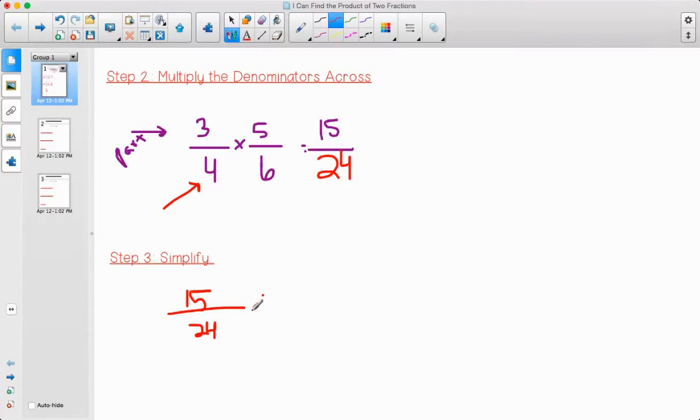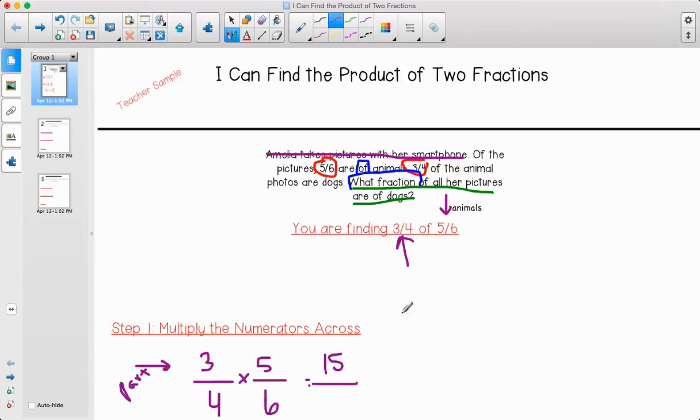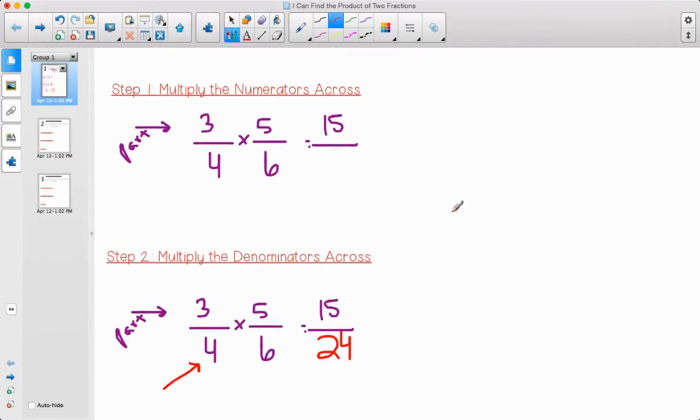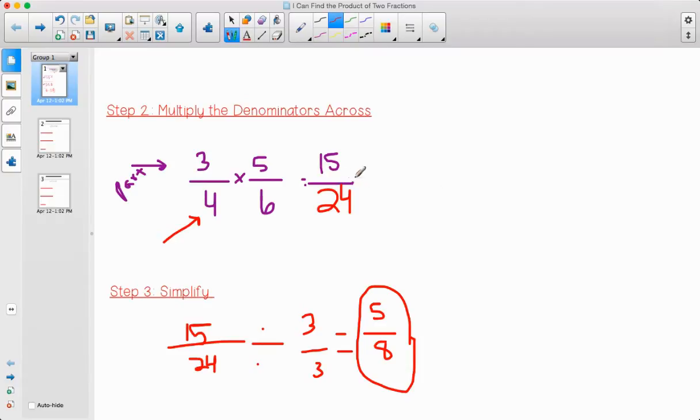Okay, if you said that they both can be divided by 3, you are correct. If I divide 15 by 3, I get 5. And if I divide 24 by 3, I get 8. And that gives me my answer in the simplest form, which is 5/8. So I know that 3/4 times 5/6 is 15/24, which reduces to 5/8.